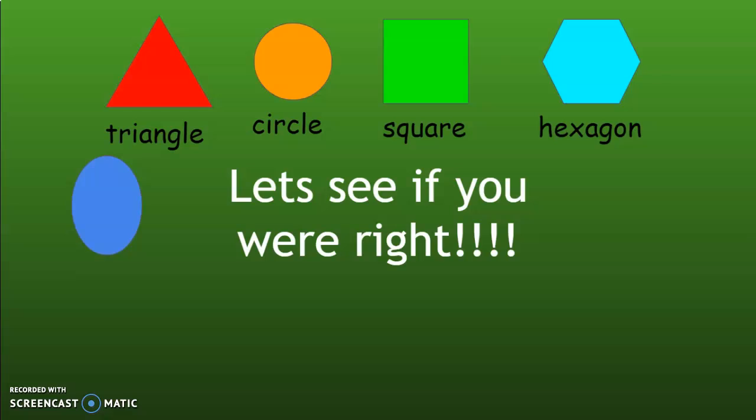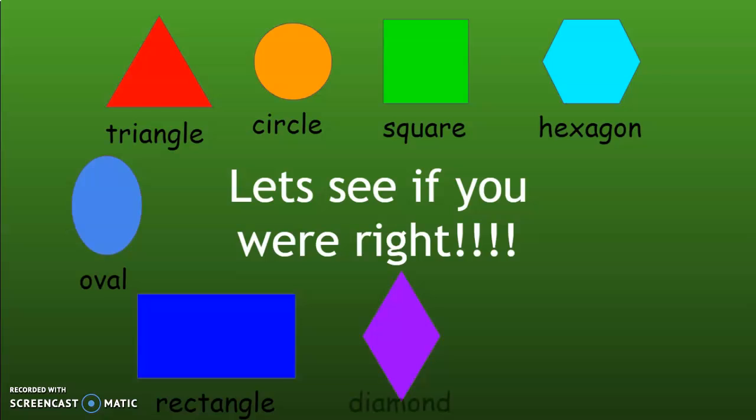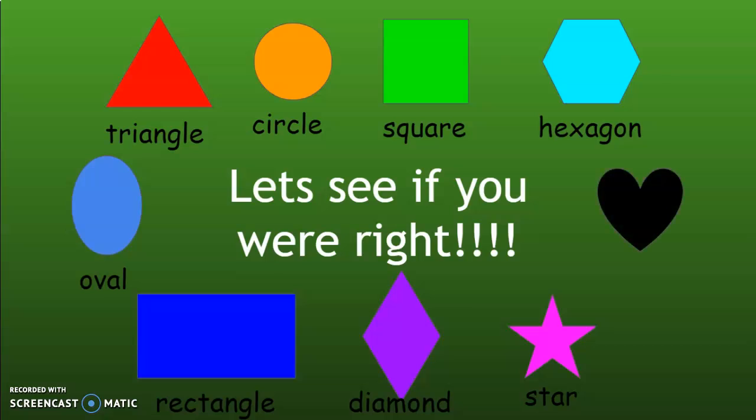If you knew this one was an oval, say yes. This is a tricky one. If you knew this one was a rectangle, say yes. If you knew this one was a diamond, say yes. If you knew this one was a star, say yes. And if you knew this one was a heart, say yes.